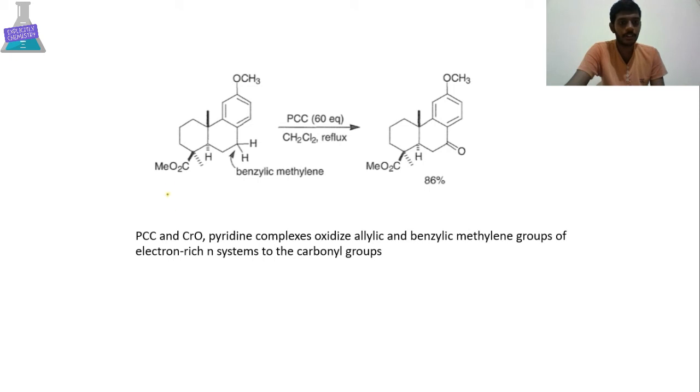See this example. This is the starting material. We are reacting with PCC in presence of DCM. Here the double bond O will be formed because it is an active methylene carbon, because of the presence of the benzylic methylene group. PCC and CrO3-pyridine complexes oxidize allylic and benzylic methylene groups of electron-rich systems to the carbonyl groups. This is electron-rich, so this will convert to ketone.